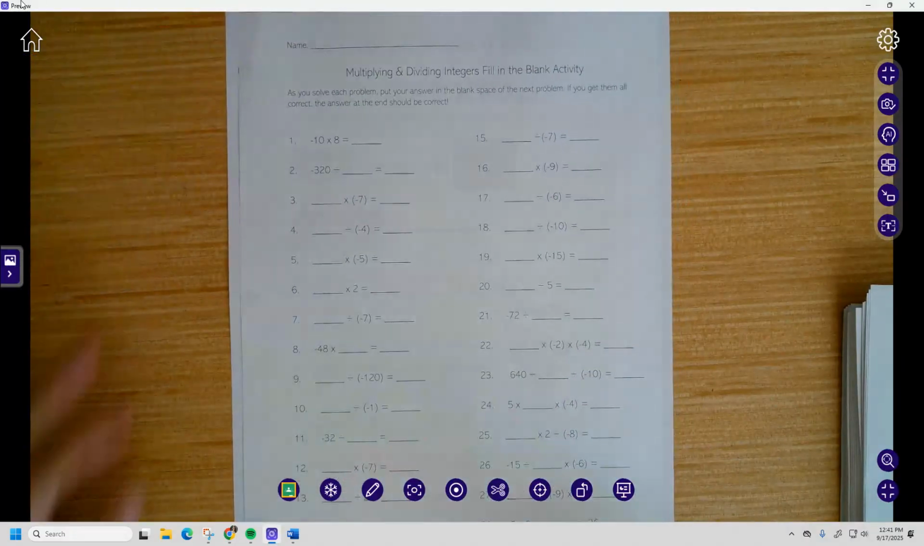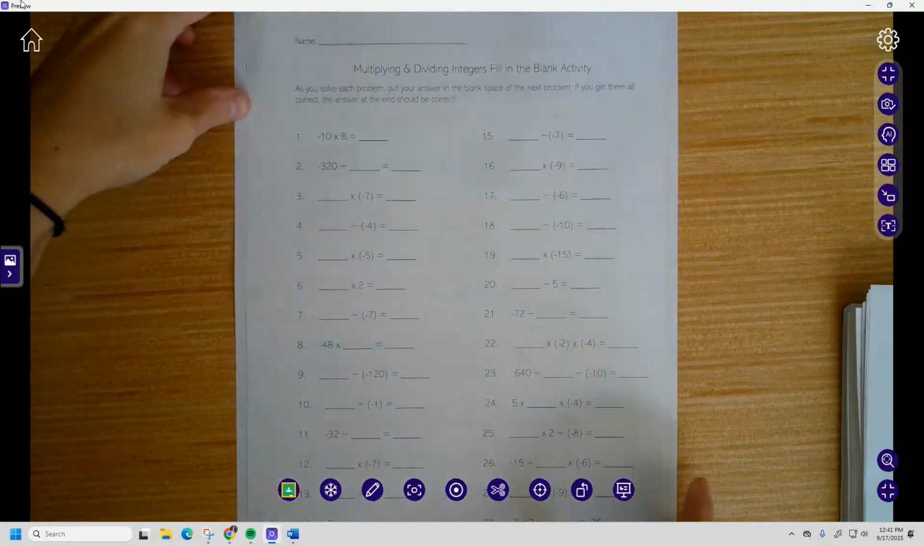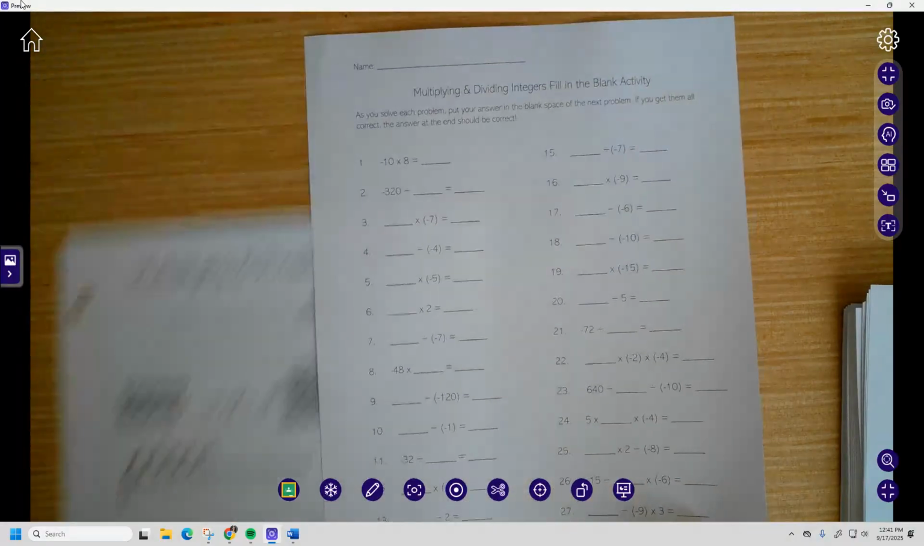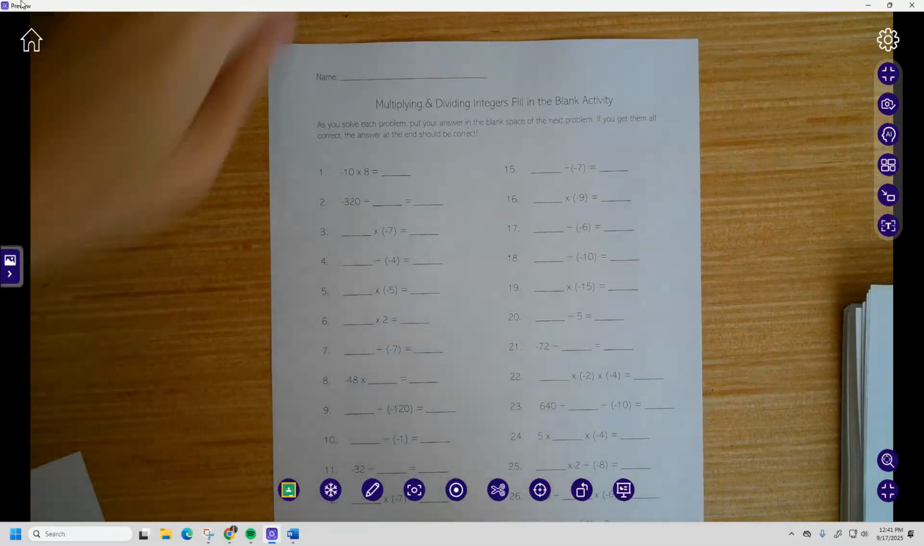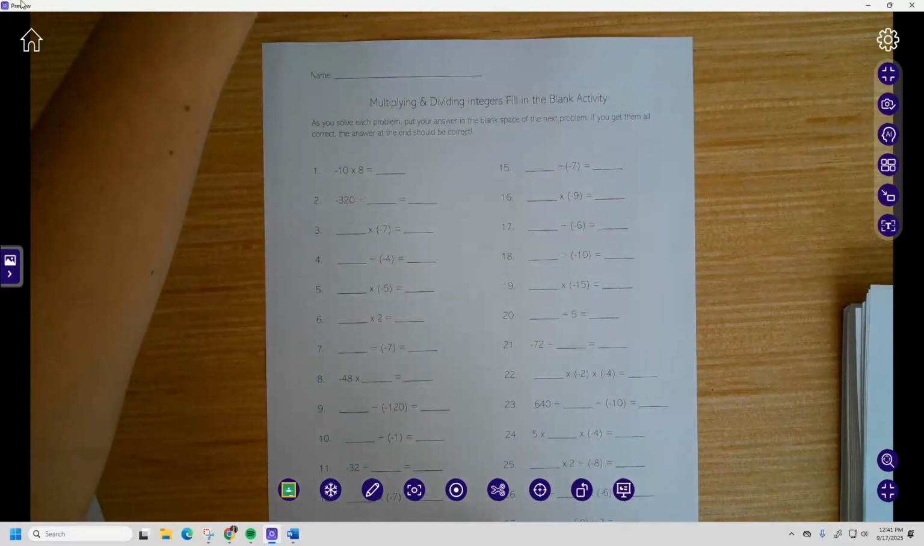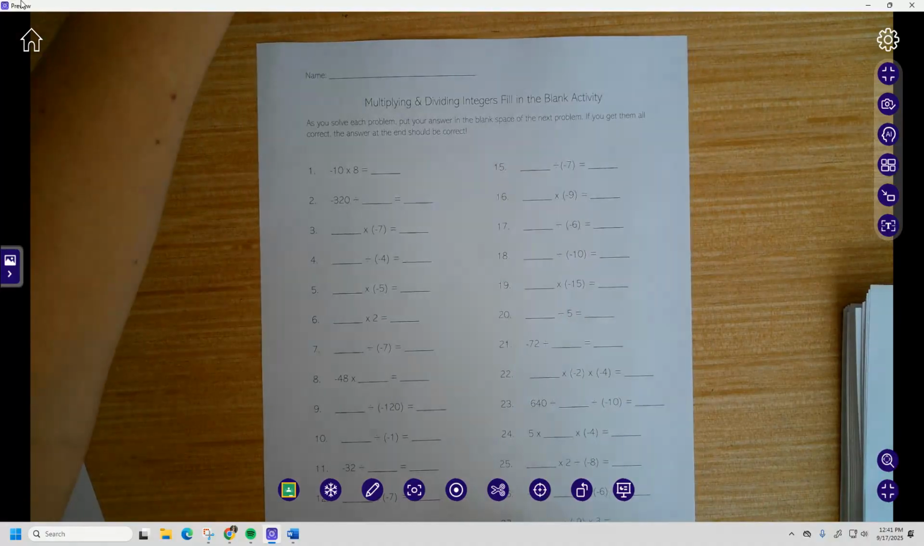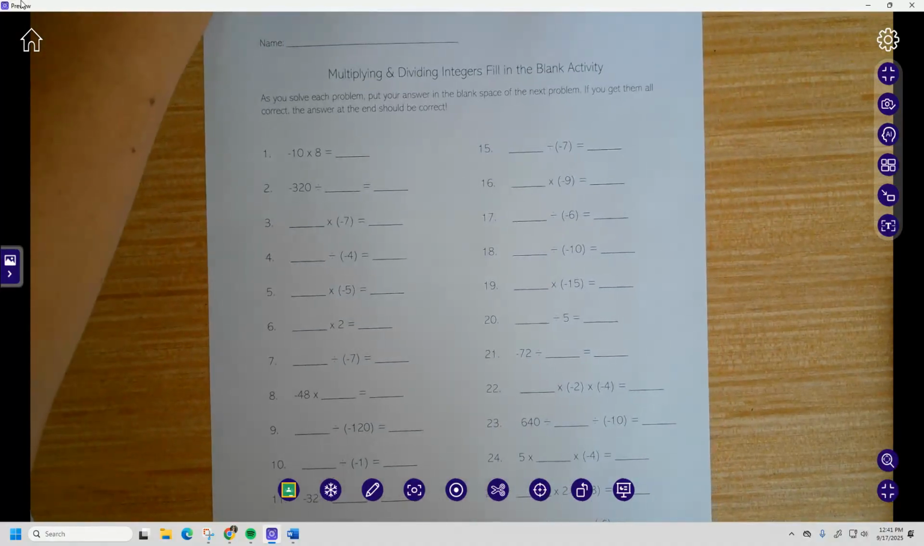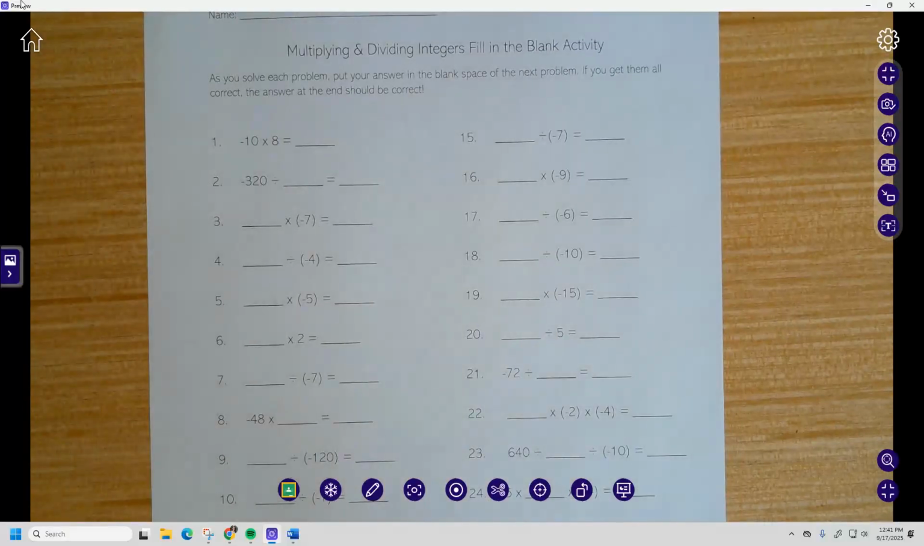So, everybody's going to get a sheet that looks like this. It says, as you solve each problem, put your answer in the blank space of the next problem. If you get them all correct, the answer at the end should be correct. So this will make more sense when I show you how it works.